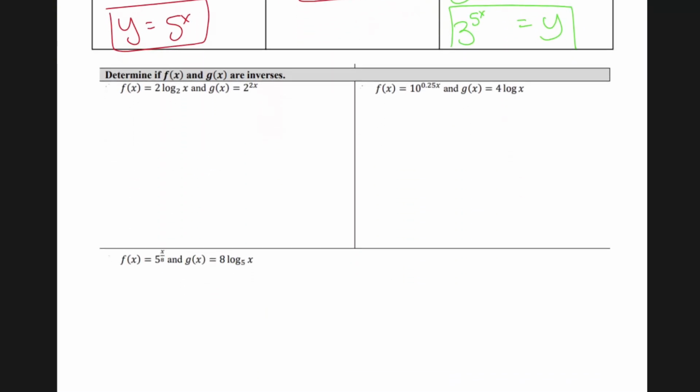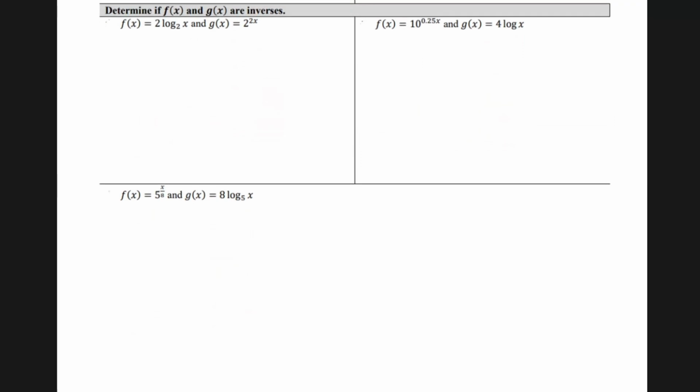Now determine if f of x and g of x are inverses. So this is going to take me a minute or two. And if you remember how to find out if something is an inverse, f of g of x has to equal g of f of x, and they both have to be x. So if I do f of g of x and get x, I keep going. Then I do g of f of x and get x, then we're good. If I do f of g of x and get 12, well, then I'm done and I can't do any more.